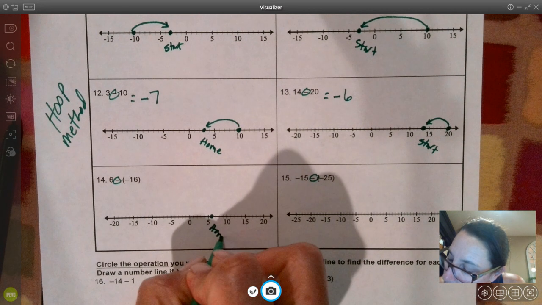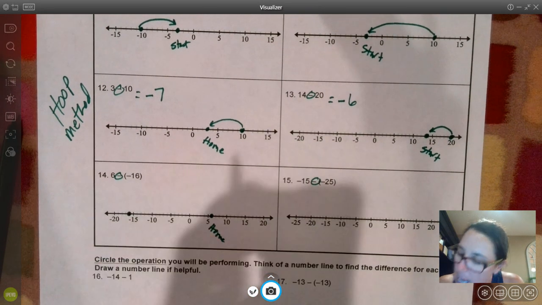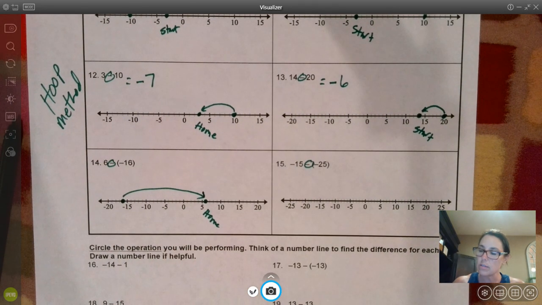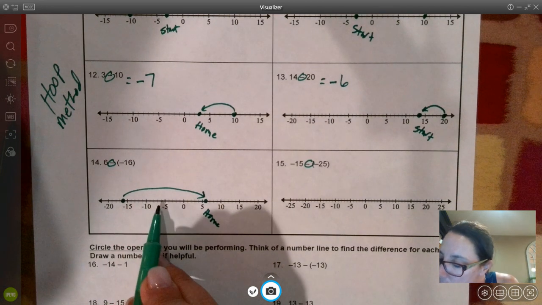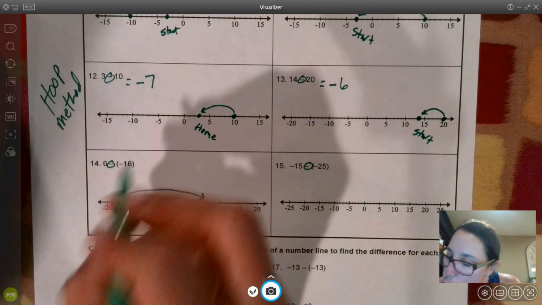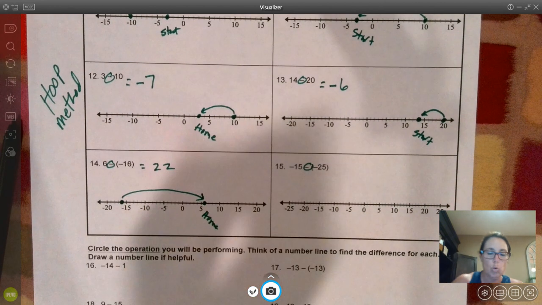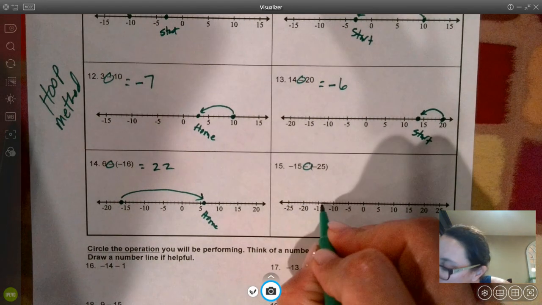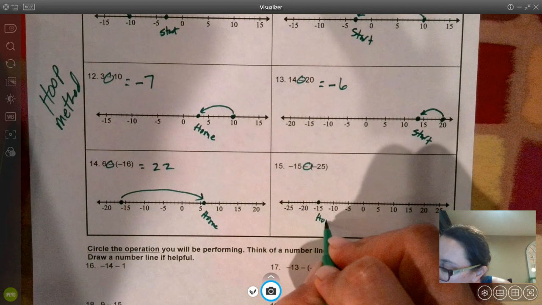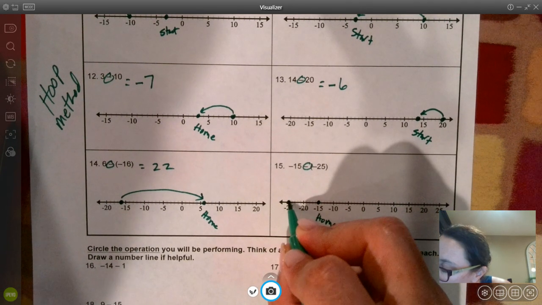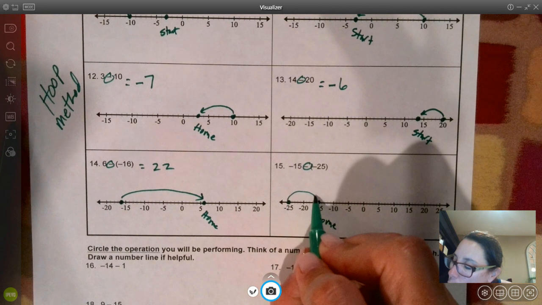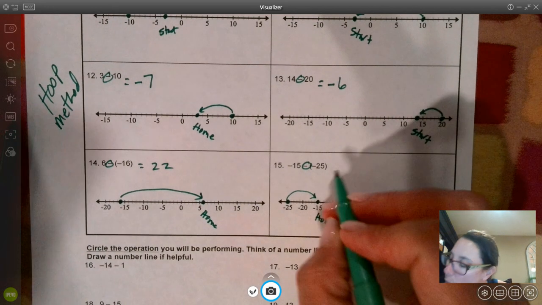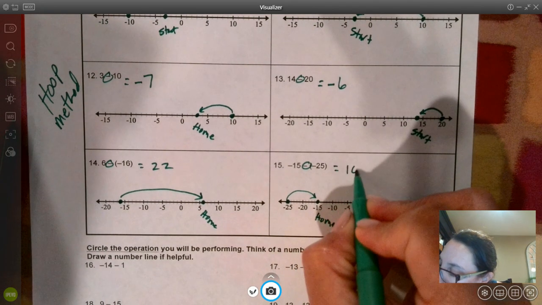All right, positive 6, negative 16. Let me label that first, negative 16. How do I get back home? How do I get to start? I go to the right, 5, 10, 15, 22. Positive 22 units to the right. Okay, number 15, got a negative 15 on there, home or start. I've got a negative 25 on there. How do I get back home? How do I get back to the start? Okay, so that is going to be to the right, 10 units.